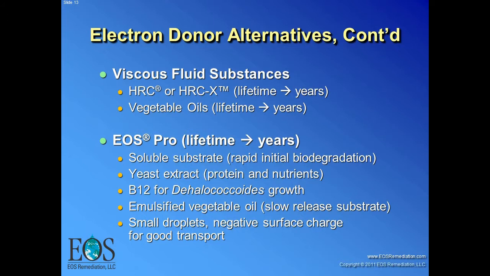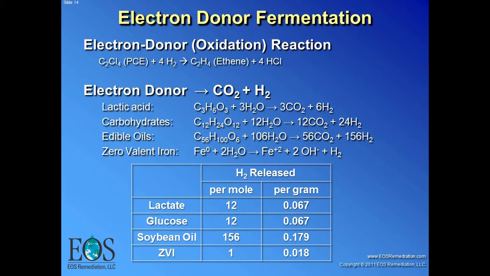For one, this is truth in advertising. This webinar is put out by EOS Remediation, so we're going to be talking about EOS products. I think probably the most common one they use is EOS Pro. It's an emulsified vegetable oil. It includes a soluble substrate, yeast extract, vitamin B12. The emulsified vegetable oil is a slow-release substrate, and it's been used at, I don't know, thousands of sites. It transports well. It's got all sorts of good qualities that Brad and Savannah will be more than happy to tell you about.